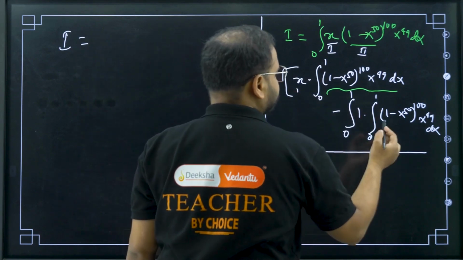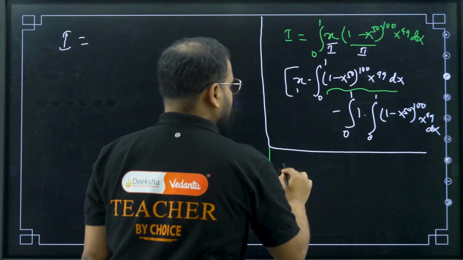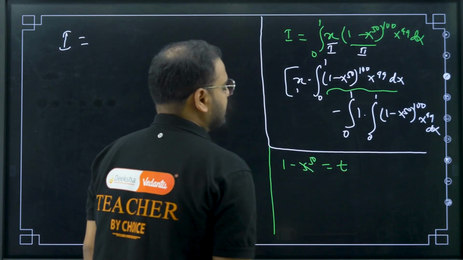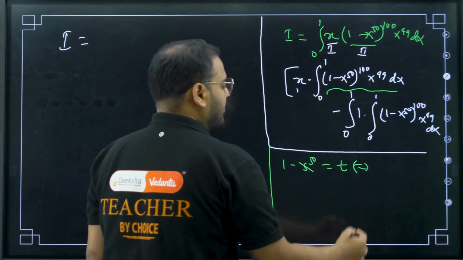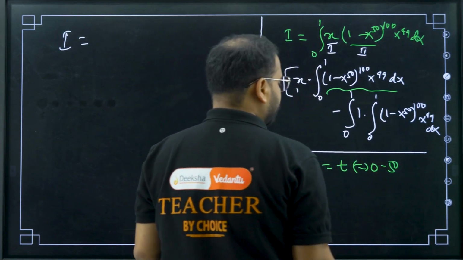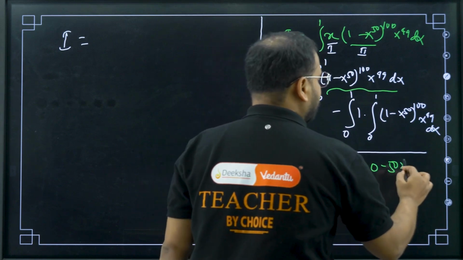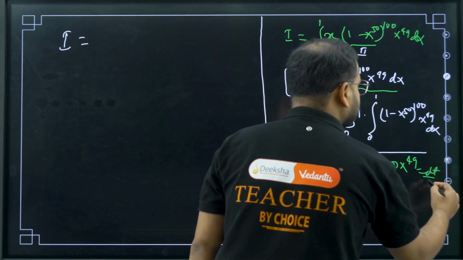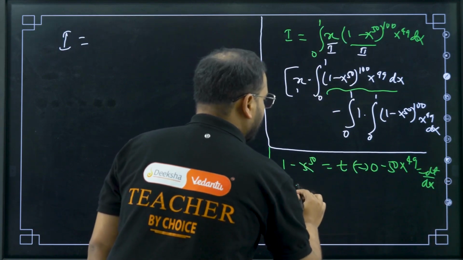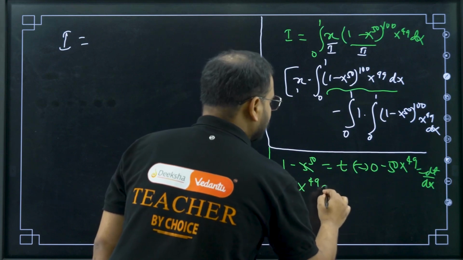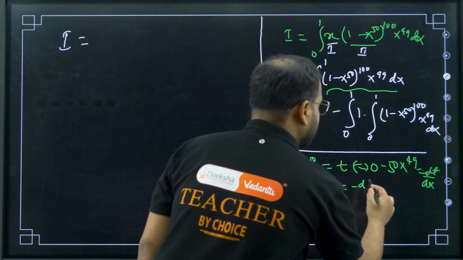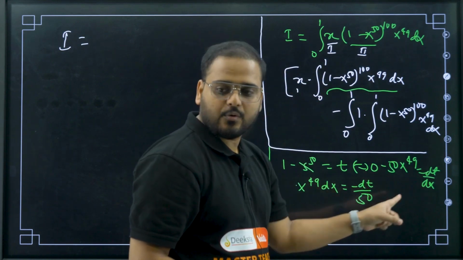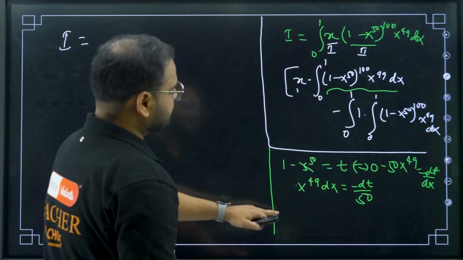If I do that, what am I going to get? Let me substitute 1 minus x power 50 as t. Please differentiate this. 1 gives 0, and I get minus 50 x power how much? 49. How come? Because 50 minus 1 is 49, equals dt by dx. So x power 49 times dx equals minus dt by 50. Please have a look. This negative sign I'm taking on this side, so minus dt, and then by 50. Now I'll replace it in the integration.